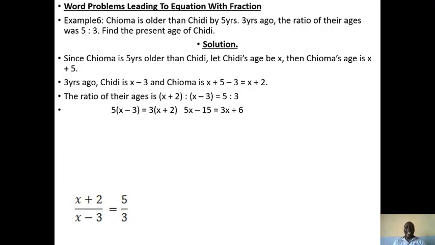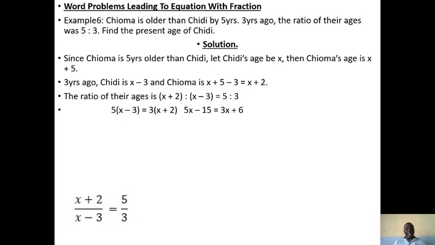The next statement says 3 years ago. When you are talking about a period that has passed, what might be your age at that time? So they said 3 years ago, which means I should remove 3 years from Chidi's age and 3 years from Shoma's age. So if Chidi is x, 3 years ago Chidi should be x minus 3. Then if Shoma is x plus 5, 3 years ago Shoma should be x plus 2.